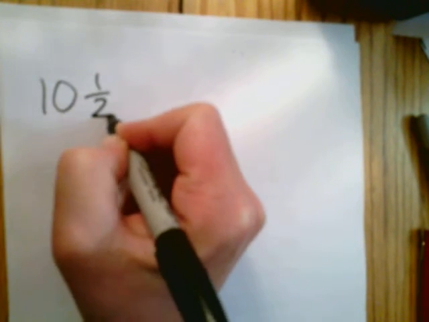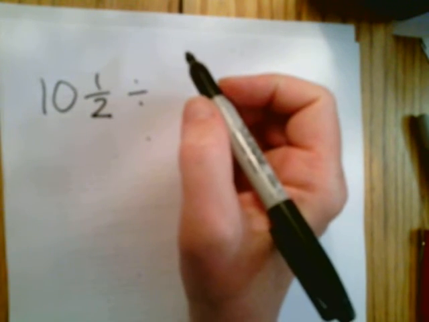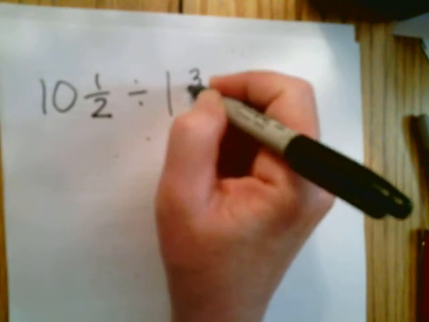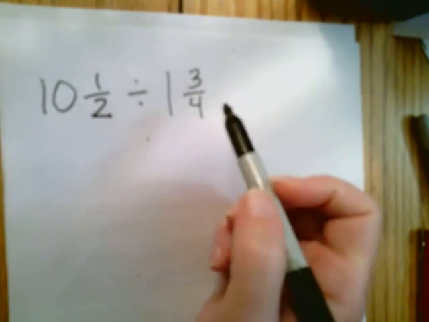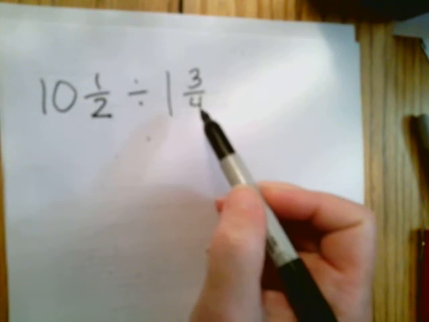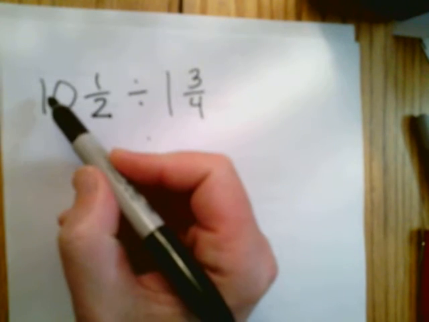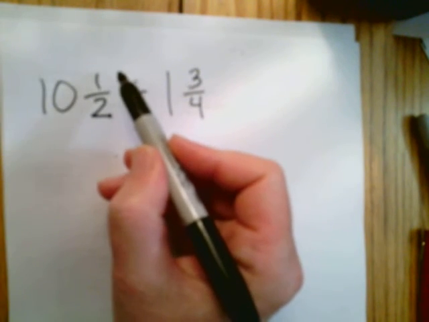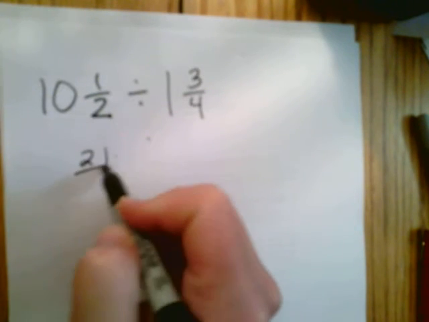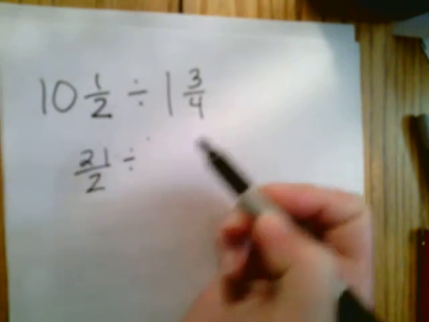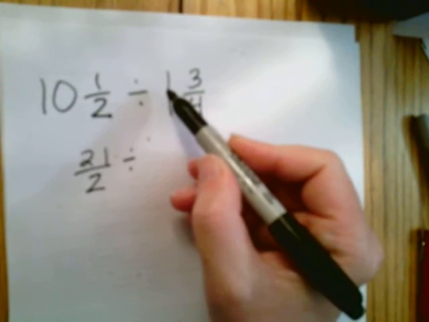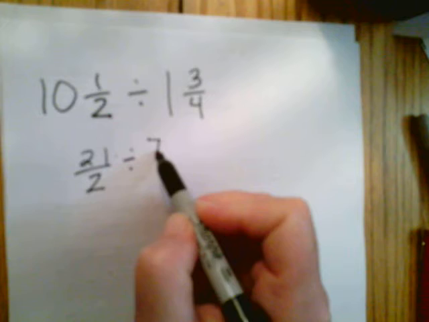Another problem. I have 10 and a half divided by 1 3/4. Okay, I'm going to have to do the same thing with both of my mixed numbers. Let's turn them into an improper fraction. So 2 times 10 is 20 plus 1 is 21/2 divided by 4 times 1 is 4 plus 3 is 7/4.